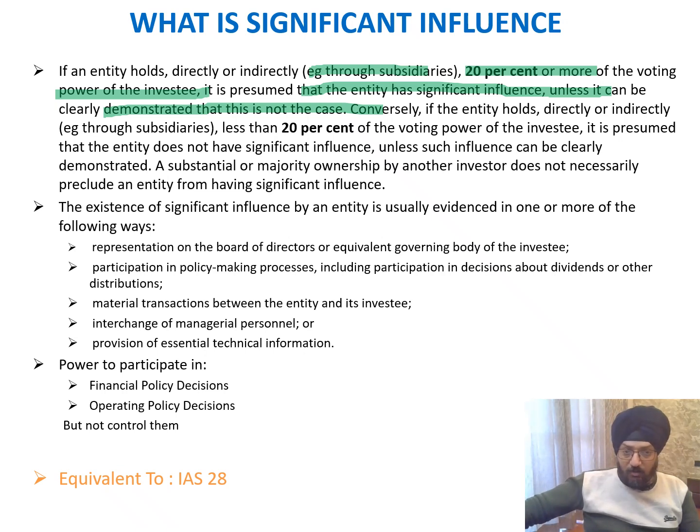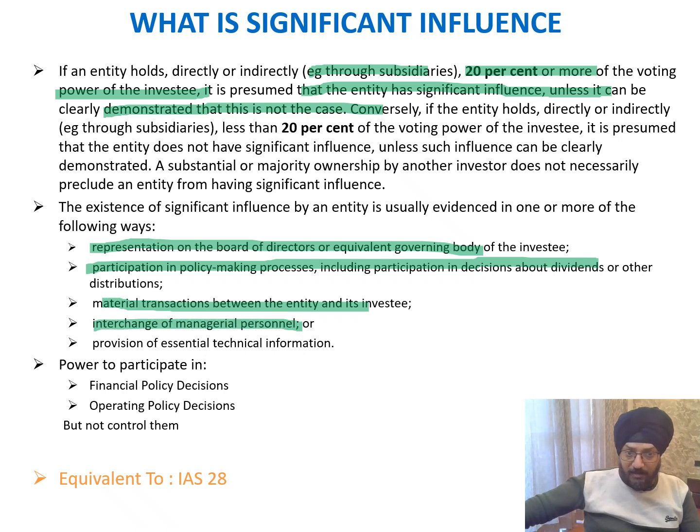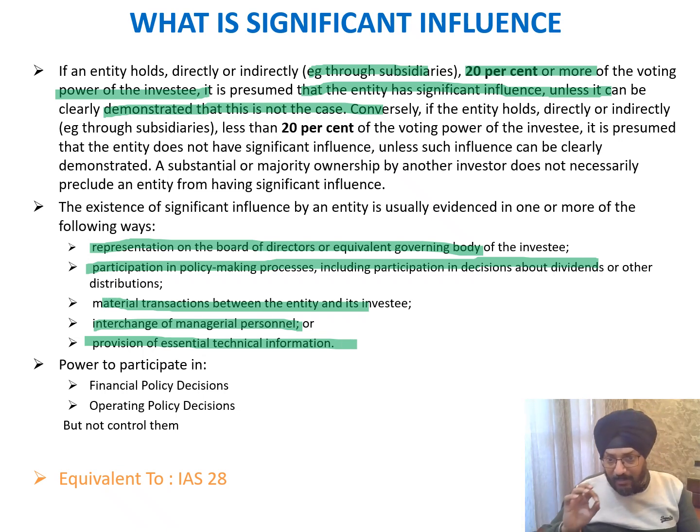Now we'll quickly have a look at the existence of significant influence by an entity, which is usually evidenced in one or more of the following ways: representation on the board of directors or equivalent governing body, participation in policy-making processes, including participation in decisions about dividends or other distributions, material transactions between the entity and its investee, interchange of managerial personnel, and provision of essential technical information. So all these are the indicators which signify that the entity has significant influence over another entity.